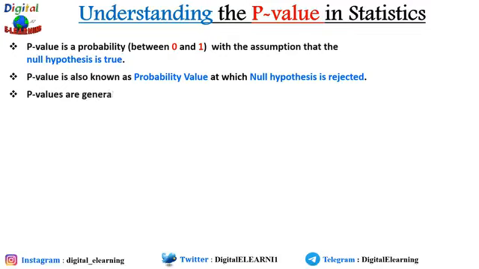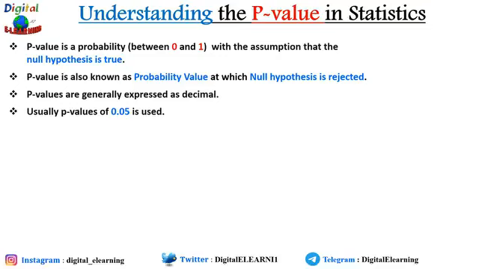P-values are generally expressed as decimals, although it may be easier if you convert them into percentages. The smaller the p-value, the stronger the evidence that you should reject the null hypothesis. Usually a p-value of 0.05 is used. If you convert this into a percentage, it comes to 5%, which means that there is a 5% chance that your result could be random. That is, it would have happened by chance.